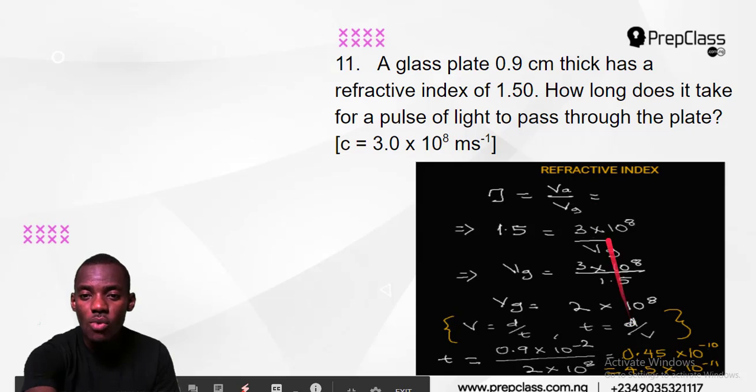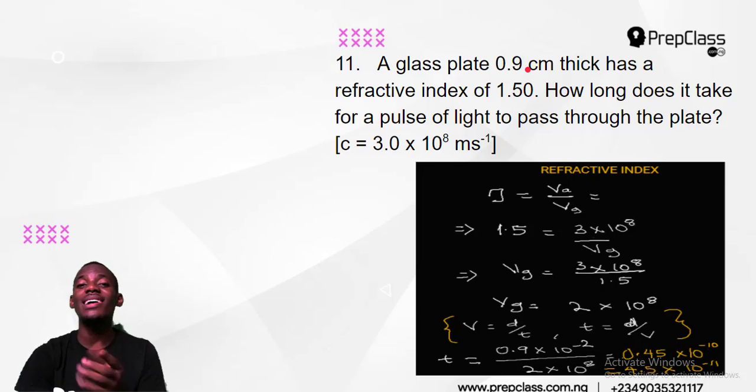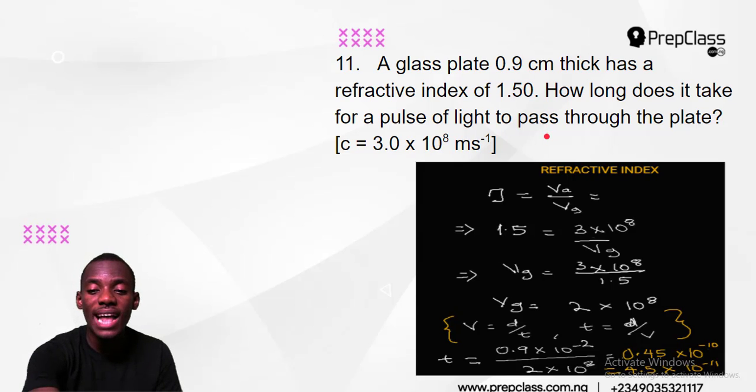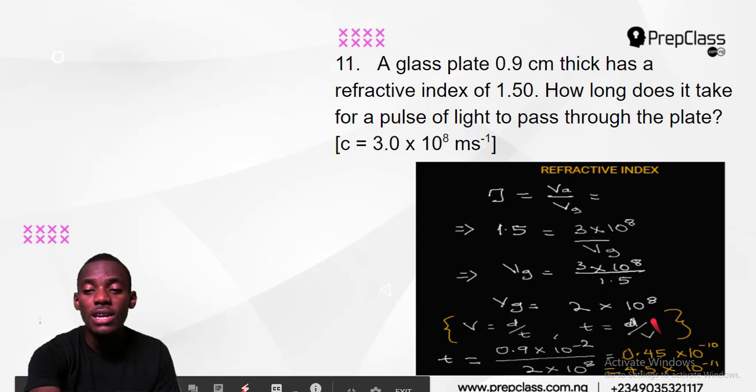Now the distance in the question is 0.9 centimeter, but centimeter is like a trap, because distance is not measured in centimeter. You have to change it into meter. That will become 0.9 times 10 to the power minus 2. That's my distance in meter, divided by 2 times 10 to the power 8, which is the speed in glass that we got before. That will give me my time as 0.45 times 10 to the power minus 10, because I did 0.9 divided by 2, that's 0.45.